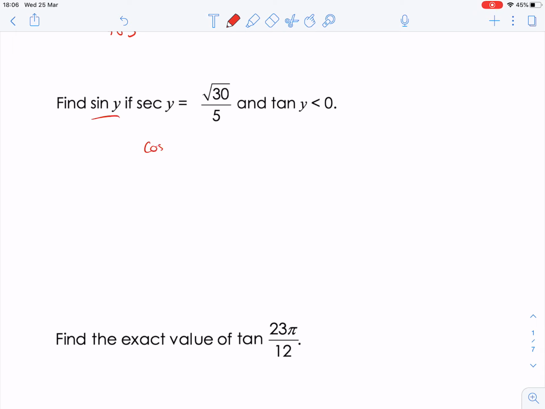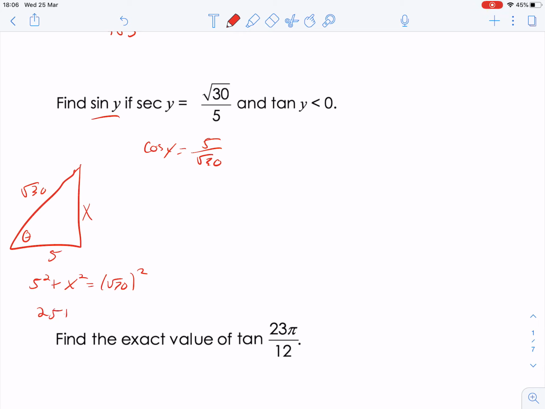So cosine of y is going to equal 5 square roots of 30. So let's draw a triangle. We could use Pythagorean identities, but I'm going to use a triangle. So we get 5 square roots of 30, which means we get 5 squared plus something. So we'll call it, I don't know, just x. x squared equals square root of 30 squared. 25 plus x squared equals 30. So x equals square root of 5.